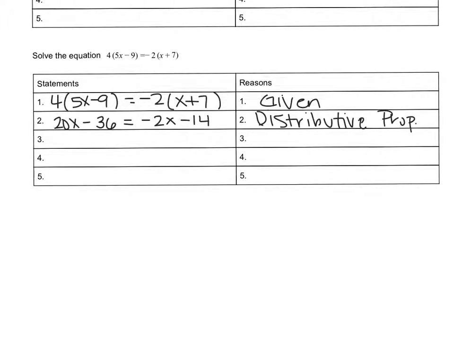Okay. Now I want to work on solving my equation. So first I'm going to go ahead and add 36 to both sides. So we're going to get 20x equals -2x plus 22. And the reason would be the addition property.